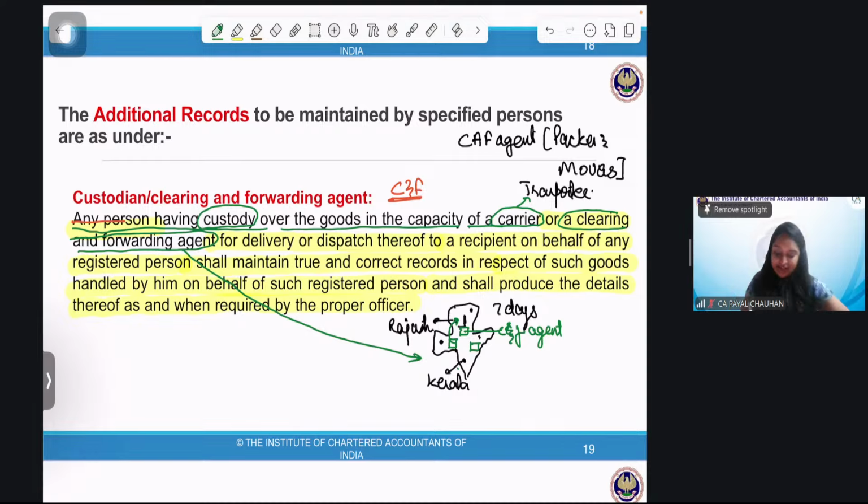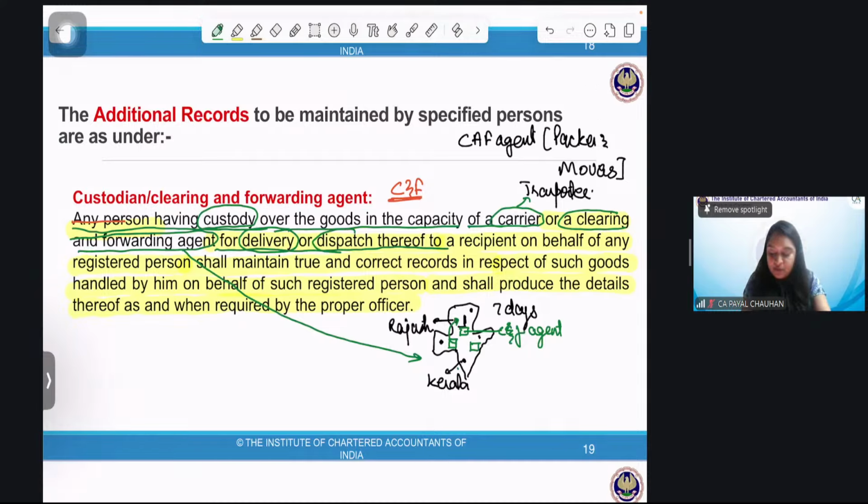Yes, now I'll read it. For delivery or dispatch thereof. Now understand again. Delivery term is for, yes Ashlesha, it's for the transporter. Delivery word is for the transporter.